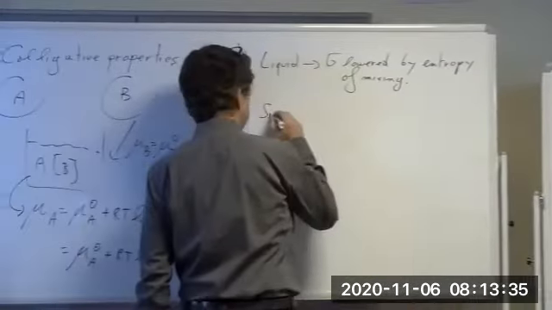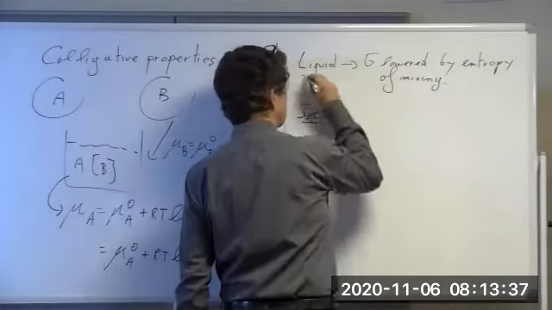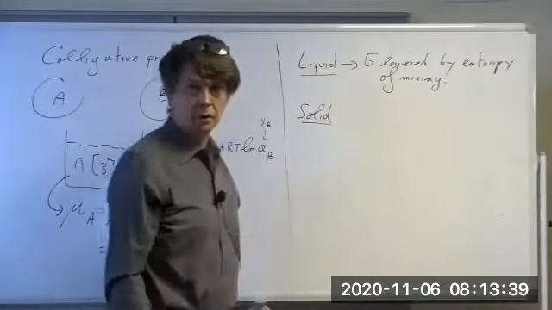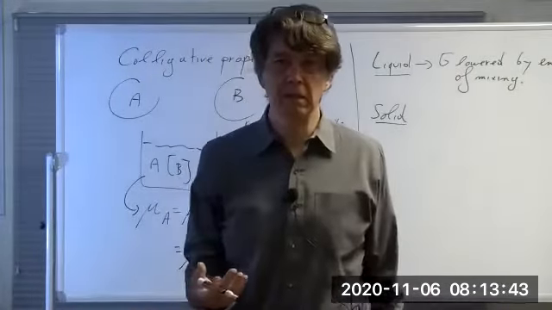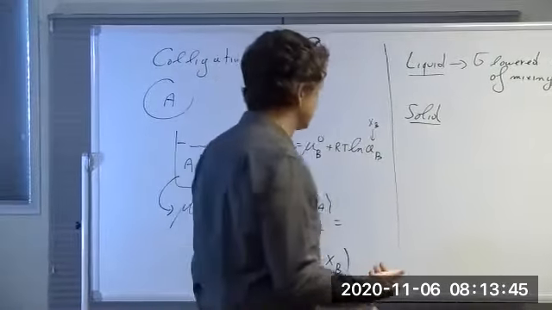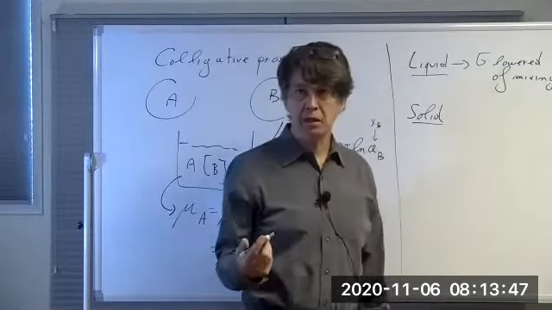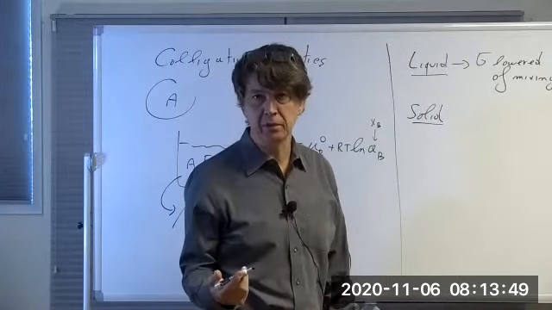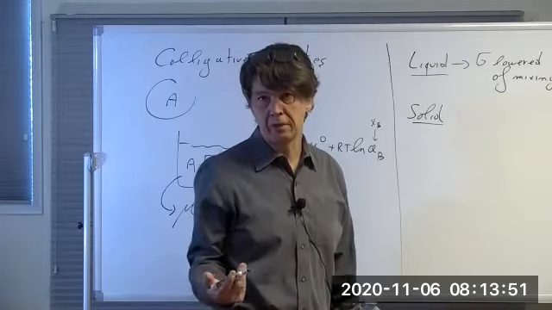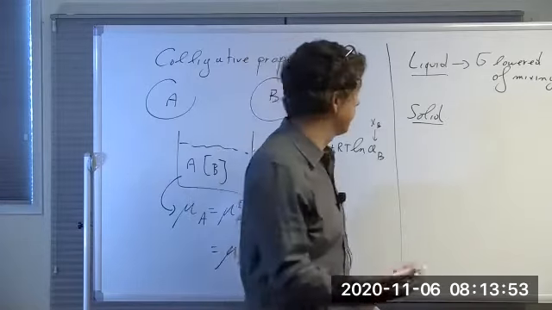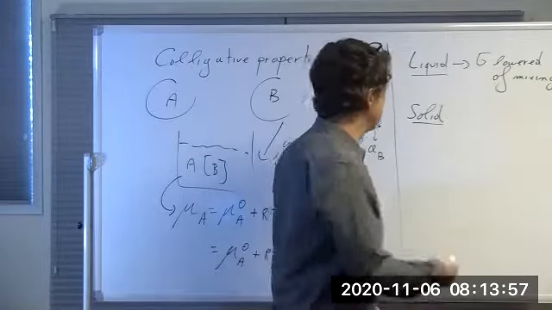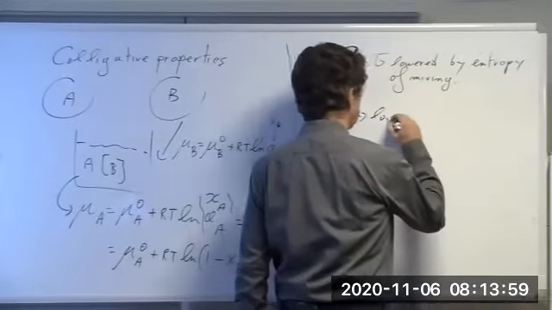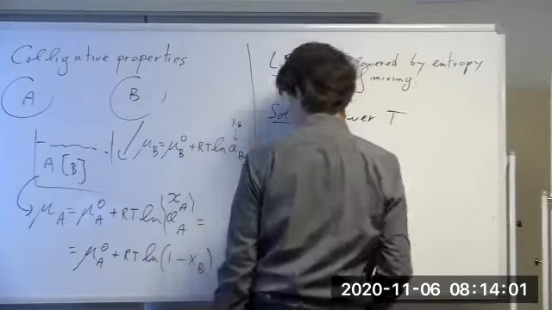And so what does the solid have to do? Well, the solid can't lower its free energy by mixing, because it can't mix. So the only way that the solid can lower its free energy relative to the liquid is by going down in temperature. So the only place where you can find the solid having a lower free energy than the liquid is by lowering the temperature.